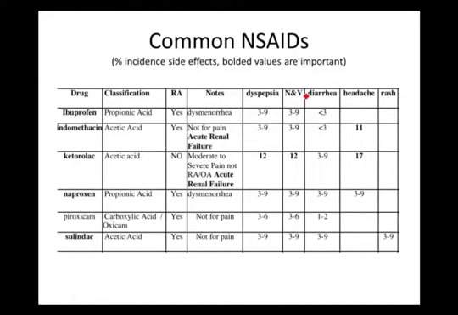Here's kind of a nice summary slide of the different NSAIDs and notes about them. Understand that something like indomethacin would be excellent for pain management, but not really good for patients that are experiencing acute renal failure. Other drugs are not really well indicated for pain, but are excellent for something like inflammation or fever.